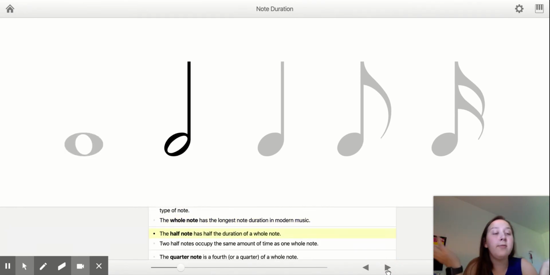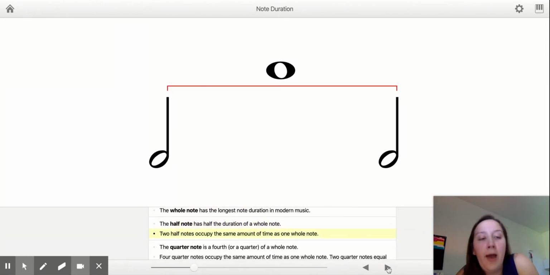So if we were in 4/4 time, and a whole note was 4 beats, then you cut it in half. A half note would be 2 beats. Now that's in 4/4 time specifically. If you're in a different time signature, that changes. But I'll keep referring back to 4/4 time since it's the most common time that we've used.